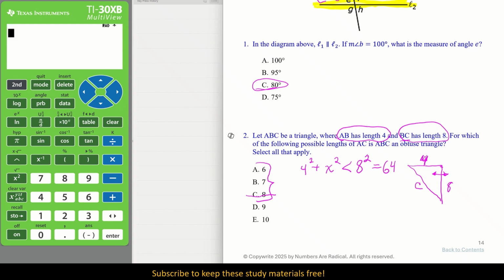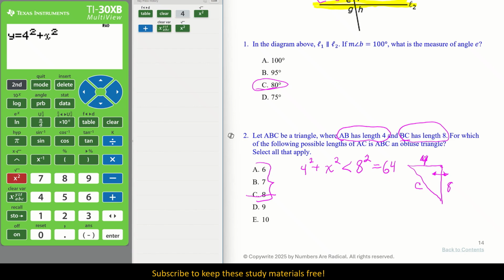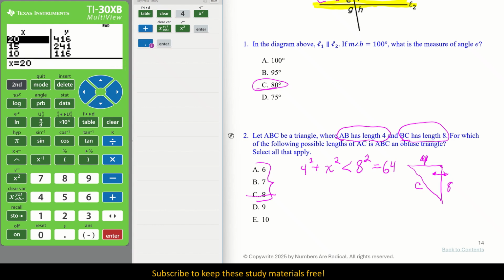So we can use our table again, clear out what you have, and I'm going to say 4 squared plus x squared. And I'm going to enter, and just leave 0, 1 there, but I'm going to leave it on ask. You want it on ask, and I'm just going to quickly ask my calculator. Oh, I have a prior problem in there, so delete this, delete this, delete this. I'm going to go up to the first line. Remember, we only have 3 lines, but we only need 2 of them.